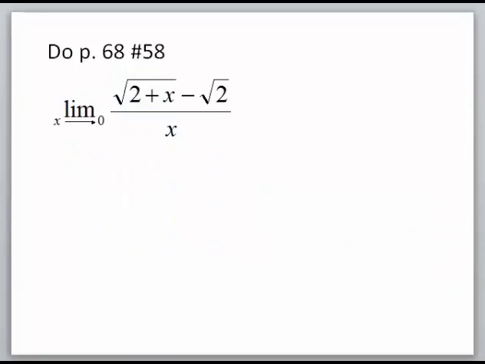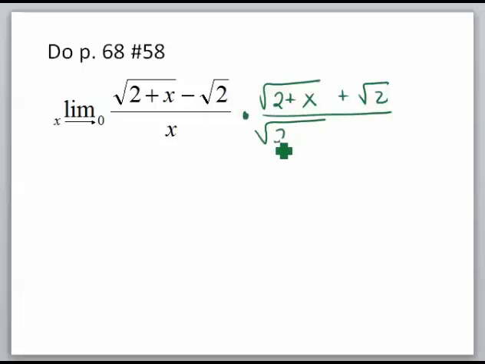Alright, let's try another one of those that we just did in the last video. And again, when I plug in 0, I get 0 on the bottom, so I know I have to simplify. I'm going to simplify using the conjugate. So I'm going to multiply by the conjugate, keeping the same two terms, but just changing the sign between them. And I'm going to multiply the bottom by the conjugate as well, because whatever I do to the top, I have to do to the bottom. And we're ready to go through this process.